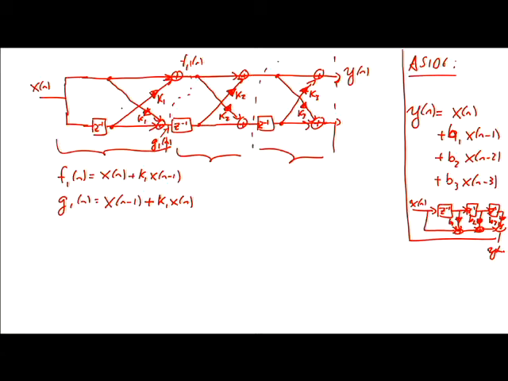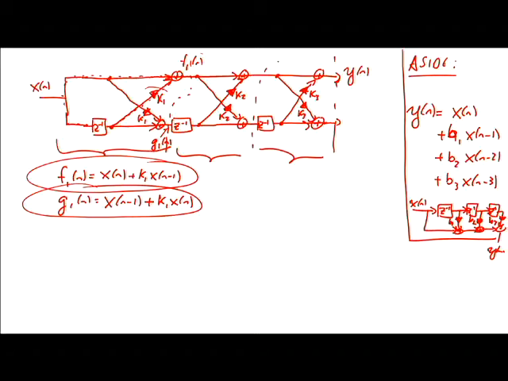So what happens is that f1 is the top branch, and it goes straight to f1. And then the bottom branch delays x of n. That's why we have x of n minus 1. And then it goes through this crossover, this part of the lattice, multiplied by k1 to give you the f1 of n and the g1 of n.